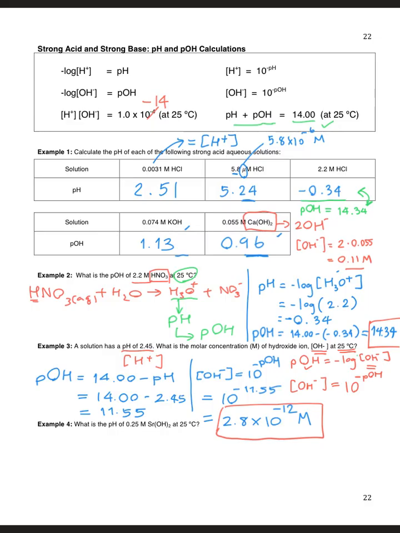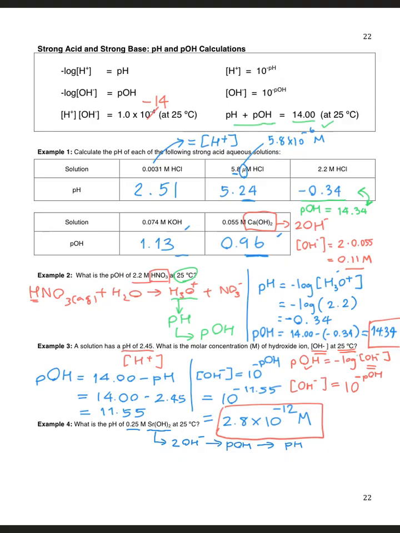Example 4 asks to calculate the pH of strontium hydroxide. If you look at the strontium hydroxide chemical formula, you can see that strontium hydroxide would dissociate into 2 hydroxide ions. So if you take negative log of 0.25, you are not getting pH. Instead, you are going to get pOH. So you need to first find the pOH, then you can convert that into pH.